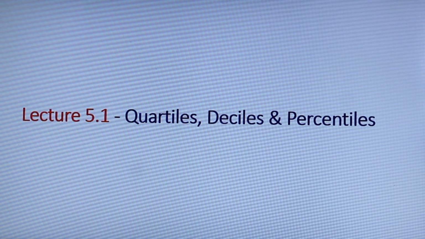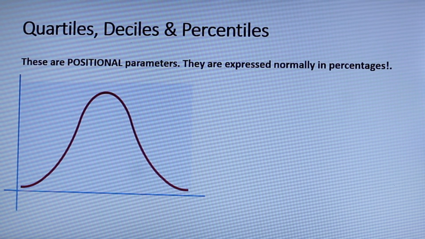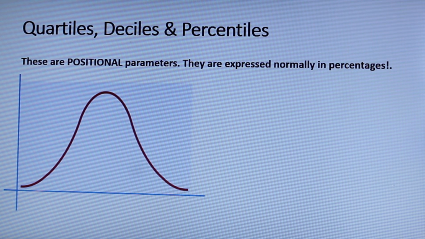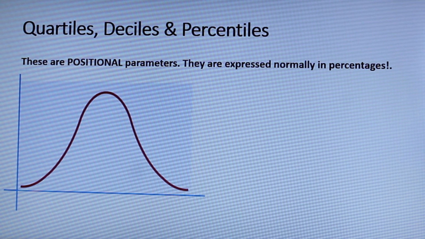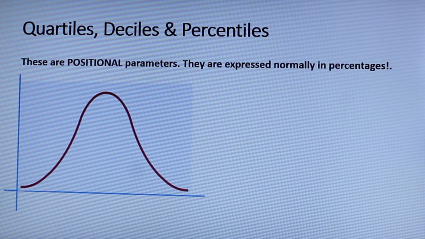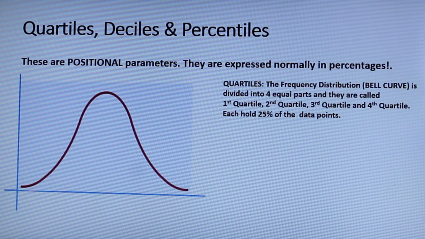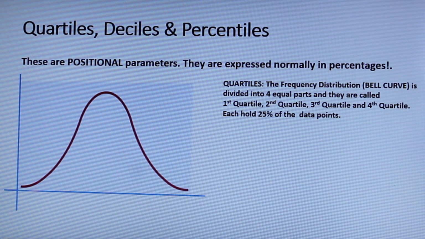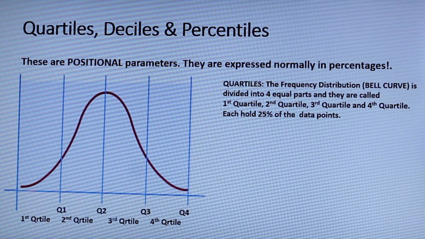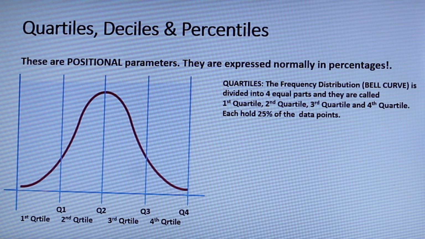Now let us understand quartiles, deciles and percentiles. These are positional parameters, and the data need to be organized in ascending or descending order. Quartiles divide the bell curve into 4 equal parts, and that is what we see here. This is the first quartile, this is the second quartile, this is the third quartile, and this is the fourth quartile.